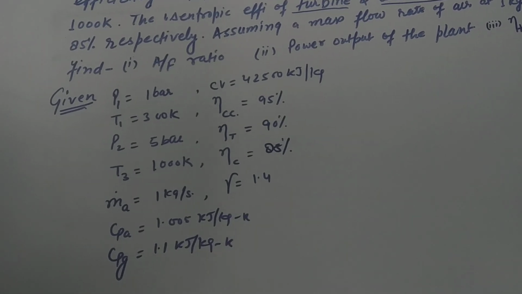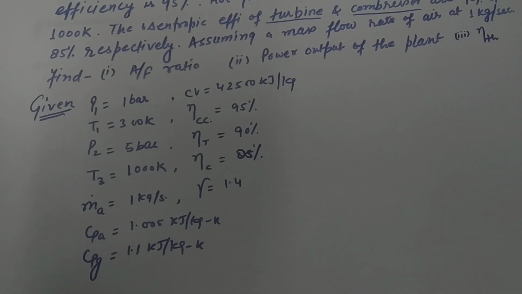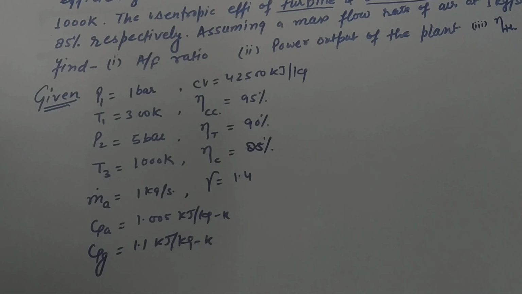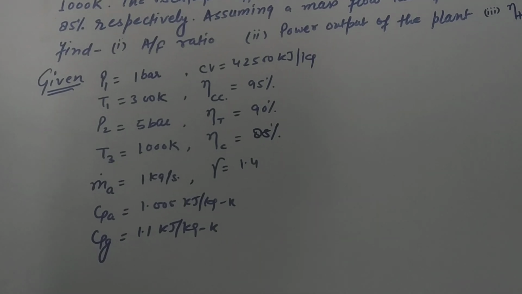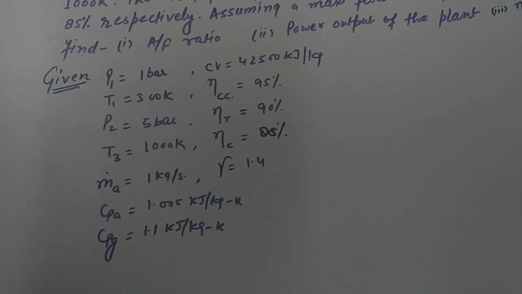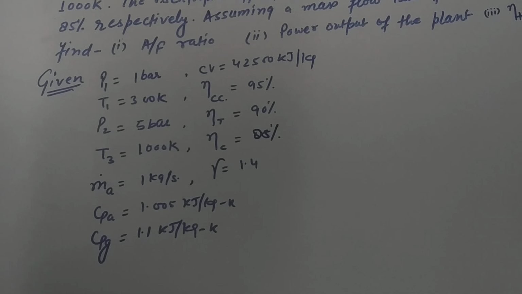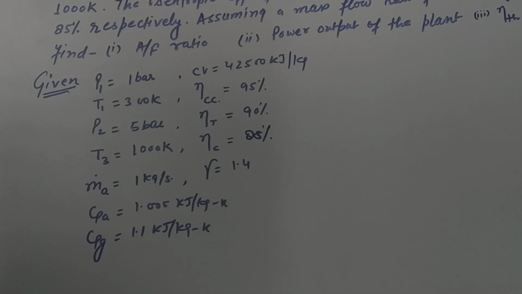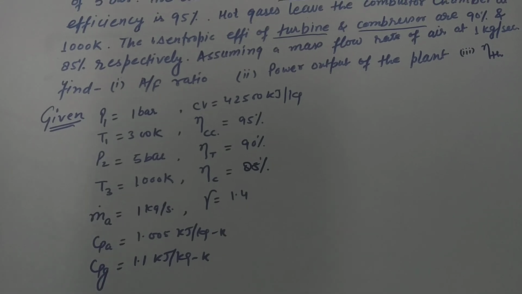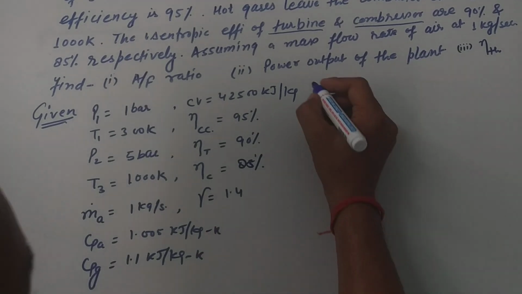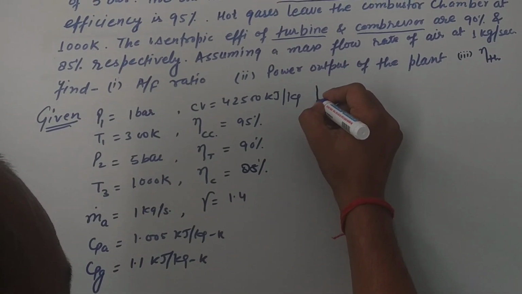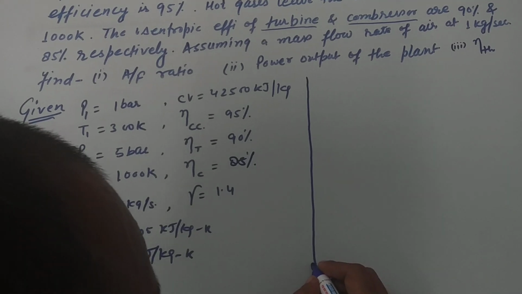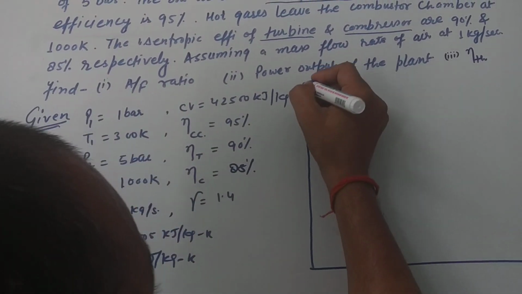The idea behind solving any gas turbine problem is that first of all we have to draw the cycle on the TS diagram, the actual Brayton cycle. After that we have to calculate all the temperatures in the cycle. So let me draw the TS diagram.